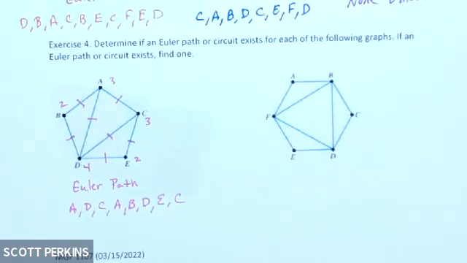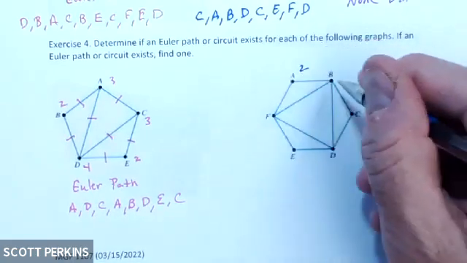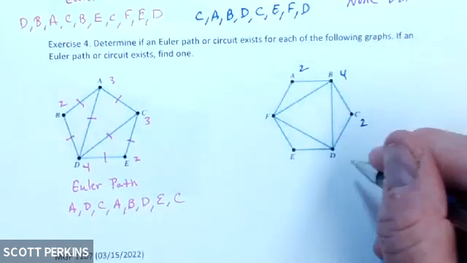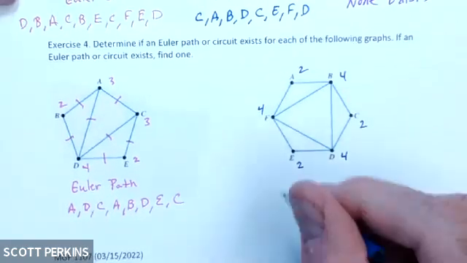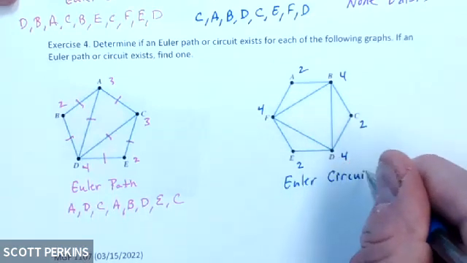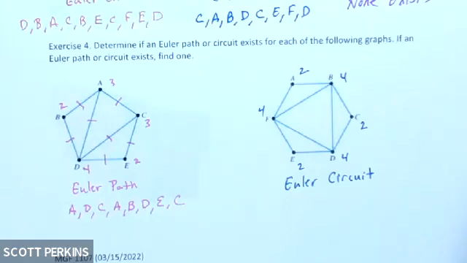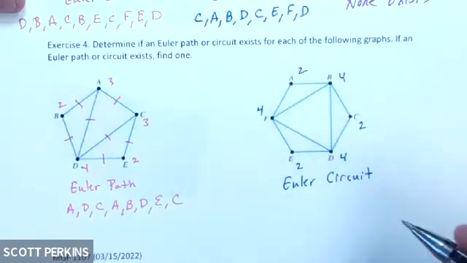The next one, what we've got is A has 2, B has 4, C has 2, 4, 2, and 4. So this is, again, one that has an Euler circuit. And you can pretty much start anywhere and you're going to find one. Let me see if I can do this and prove my worth as an instructor today.